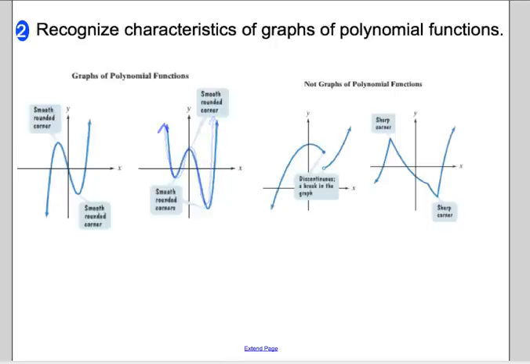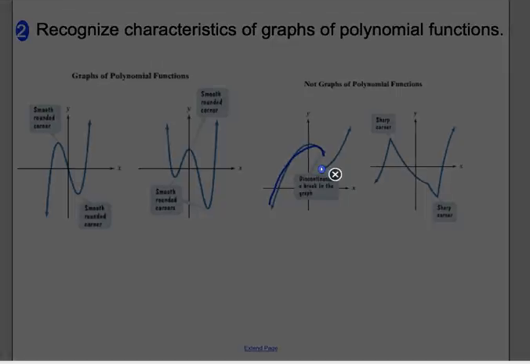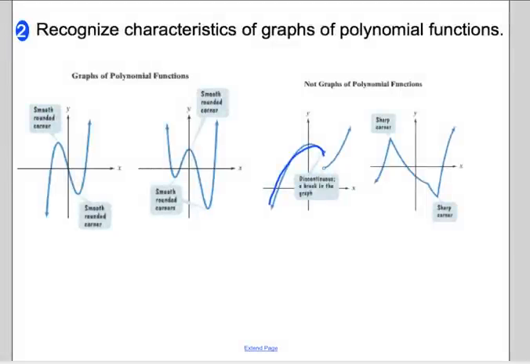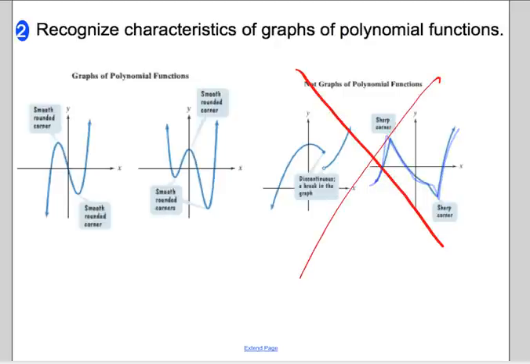Now, the next graph is smooth, but look, there's a jump in the graph. Since there's a jump right there, this is not a polynomial. And the last one, it's continuous, but it has these sharp curves. Since it has sharp curves, it is not a polynomial. So these two over here, not polynomials. The other two are. So the graph of a polynomial, just remember, has to be smooth and continuous.